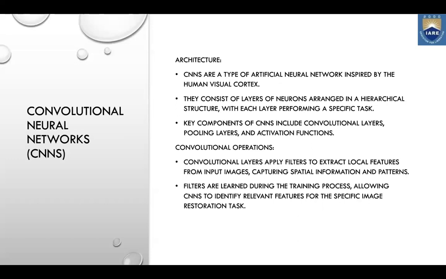So what are CNNs? CNNs are a type of artificial neural network inspired by the human visual cortex. They consist of layers of neurons arranged in a hierarchical structure, with each layer performing a specific task. Key components of CNNs include convolutional layers, pooling layers, and activation functions. These different layers will help in the different tasks which we are going to achieve using CNN.